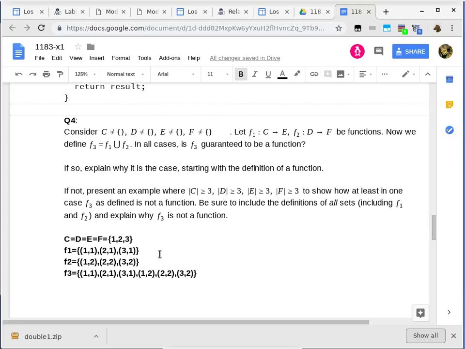So even though I'm only showing you these sets, you still have to use words to describe what a function is and why F3 is not a function. Now you can do it verbally. You don't have to use the for all symbols. You can just say that in a function, every element in the domain should map to only one element in the codomain, and F3 is mapping 1 to two different elements in the codomain. Therefore, it is not a function. That would be fine. So no need to use the for all and all the symbols, but if you want to do that, that's fine too.